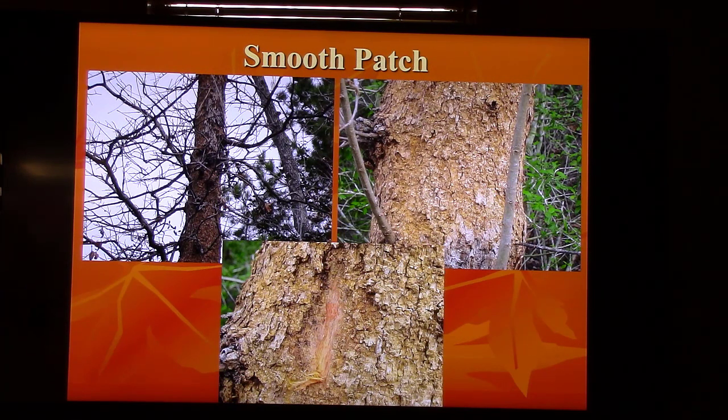Now, this tree, I did see this, and it was almost the whole thing. Now, since it's attacking the bark, and the bark is the outer defense for the tree, it may allow other things to be able to come in and attack it a little bit easier. But normally, the smooth patch is not killing the tree.